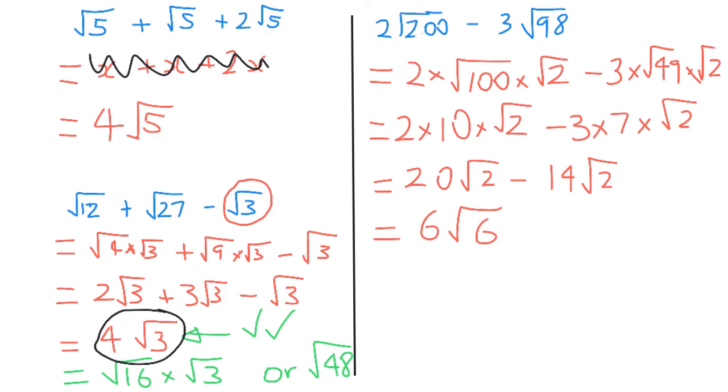If you put 2 root 200 minus 3 root 98 in your calculator, you should get exactly the same thing as 6 root 2 if you put that in your calculator.